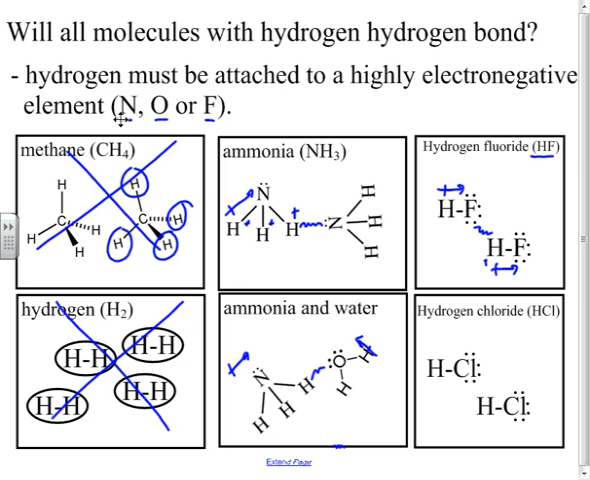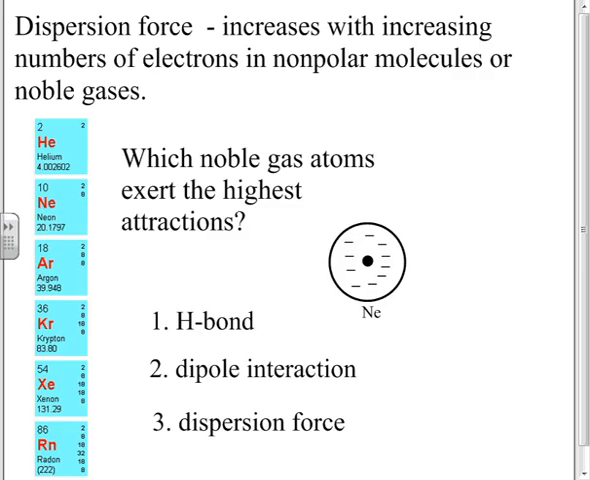hydrogen bond. Hydrogen chloride will not hydrogen bond. Chlorine's electronegativity is not high enough, and it's a large enough atom that just the physical properties of that size do not allow it to hydrogen bond. It's not strong enough, so this one does not. So again, it must be a nitrogen, oxygen, or fluorine attached to the hydrogen to make it positive enough to hydrogen bond. The dispersion force is the third van der Waals force.